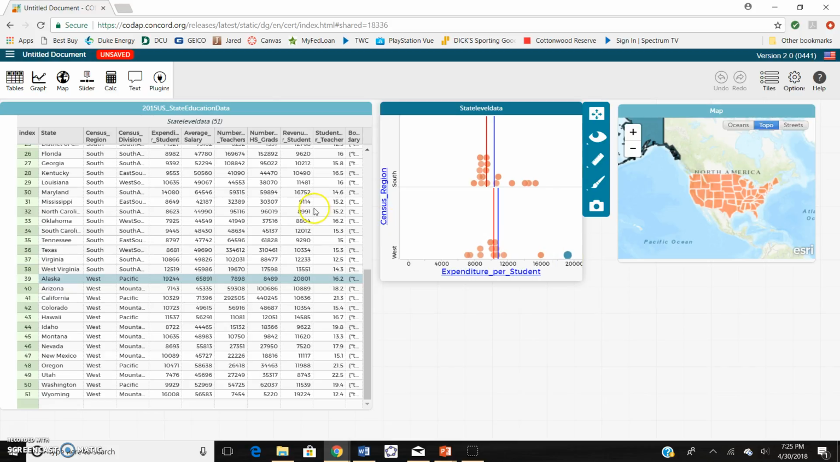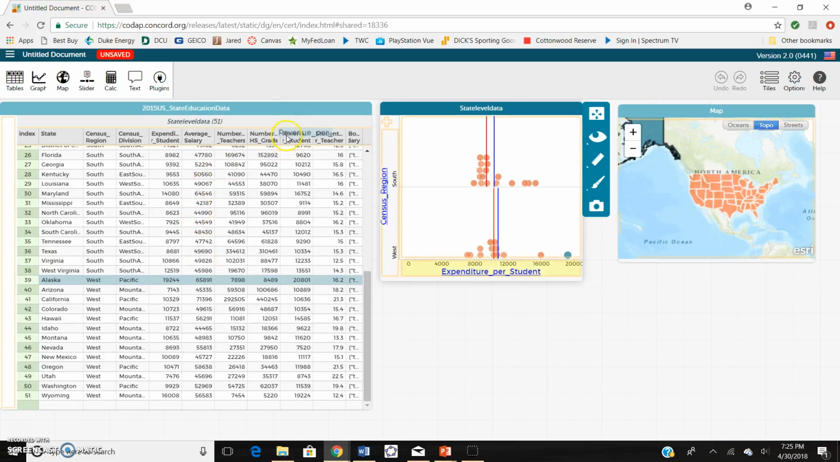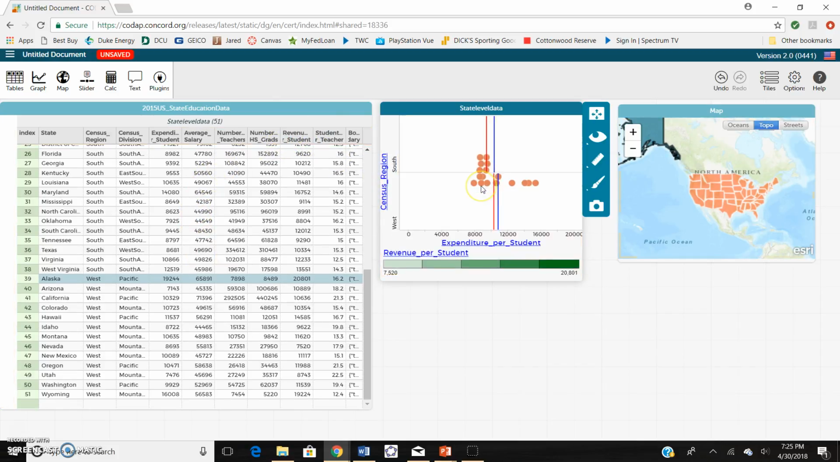19,244. And if I wanted to leave that information there and look at something else, I can actually put revenue per student and overlay that and look at what that gives me. So it gives me this color scale. The lower revenue is going to be the lightest colors and the largest revenue per student is the darker colors. So it looks pretty well distributed, but it does look like there's a linear correlation here.